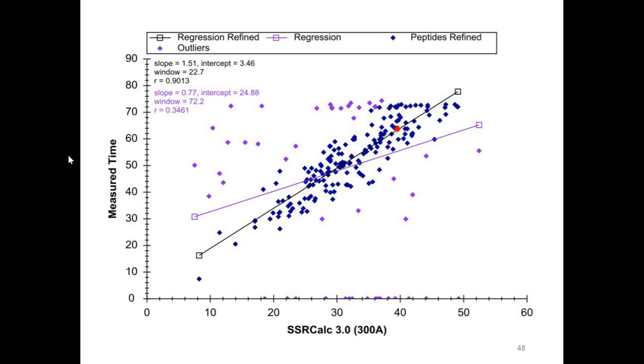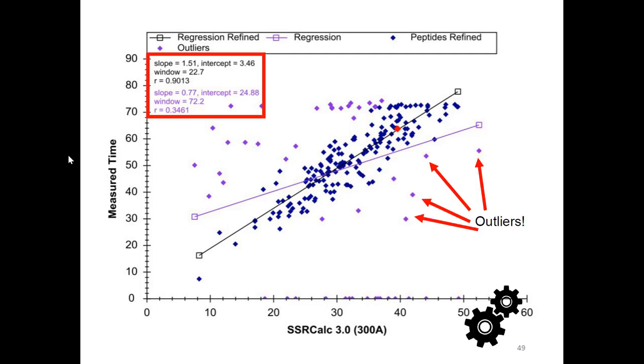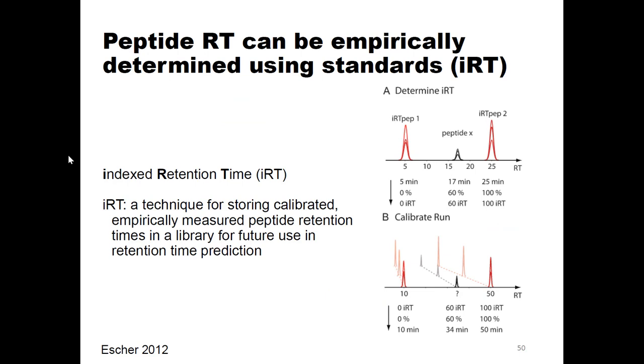Like we were saying, this can look pretty terrible, and not end up being quite so helpful because there are so many outliers and the regression is so bad. Maybe you already went through this and the peaks look okay to you. That's normal. It's okay if it's not a perfect regression because SSR calc is kind of hand wavy: somewhere around here the peptide might elute. A better way to do this is called indexed retention time, iRT.